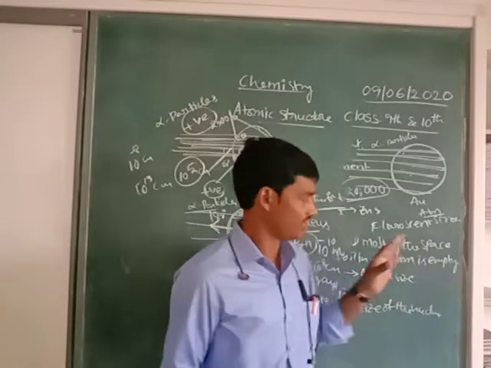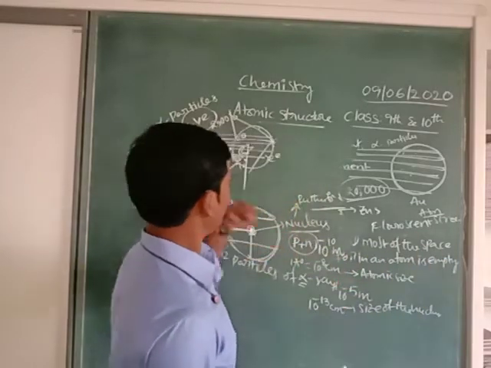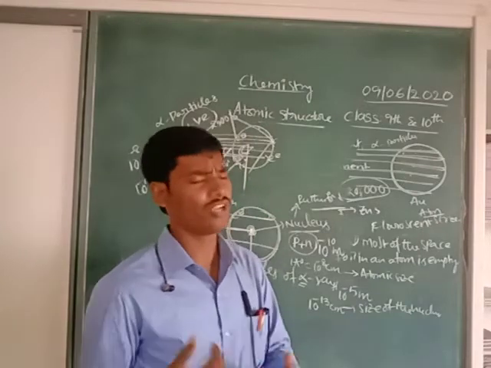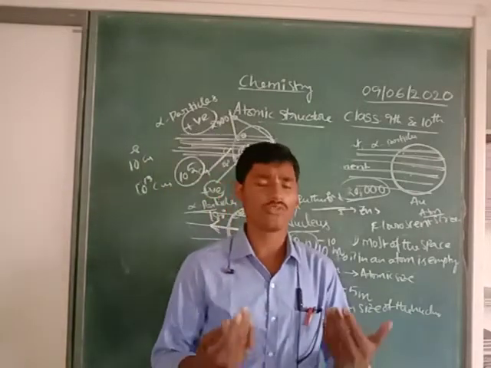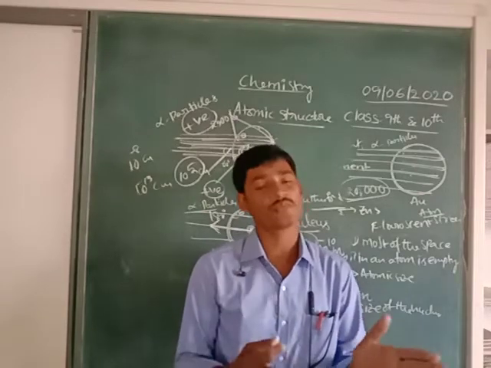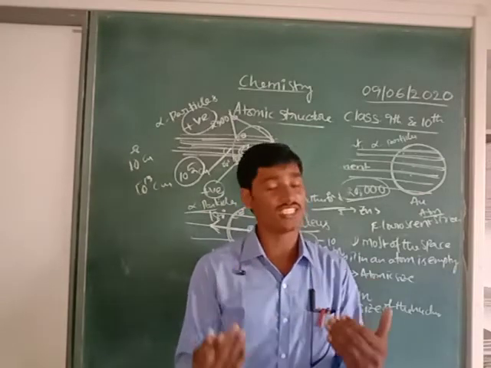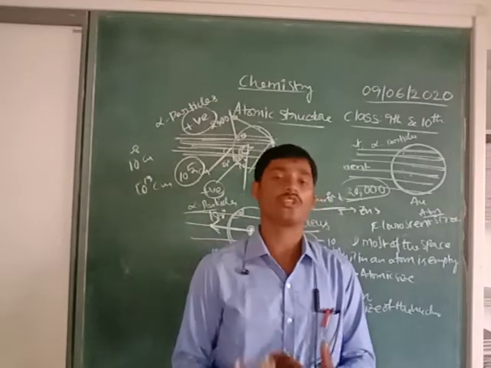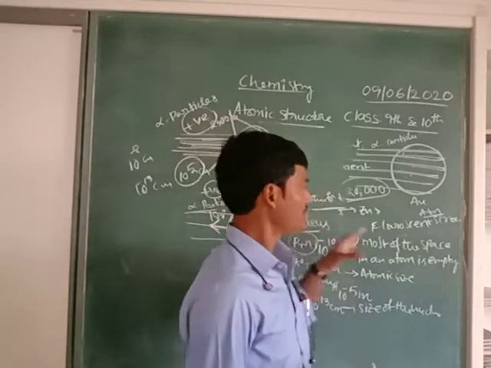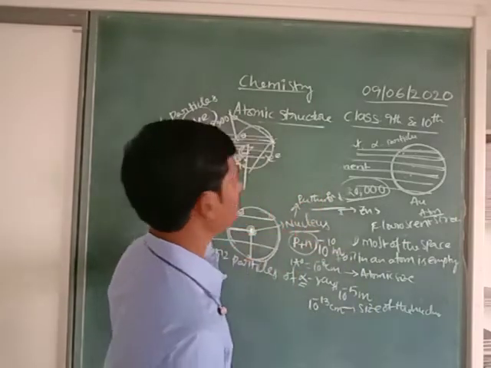Okay, children. This is one of the important points we get from the Rutherford alpha scattering experiment. This experiment is useful for finding the nucleus of the atom. These are the points explained by Rutherford.